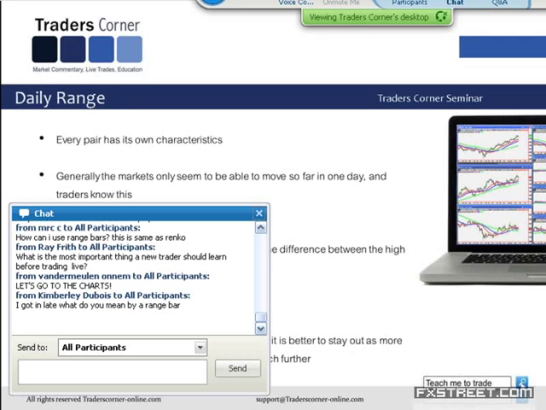The most important thing a new trader should learn before trading live is one, money management, so you don't kill yourself before you learn how to trade properly, two, support and resistance, and three, market structure.